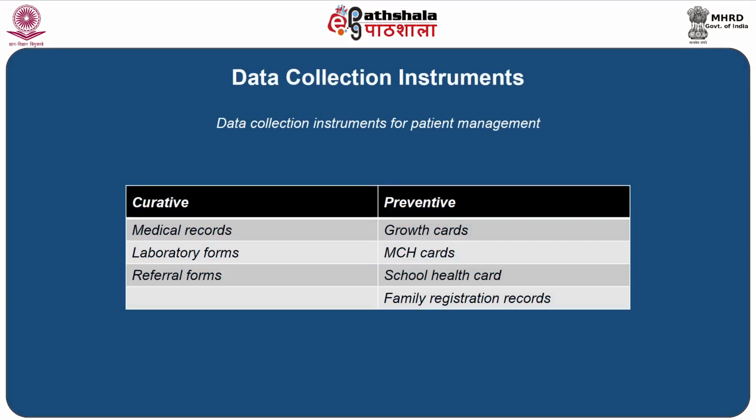Now let us look at data collection instruments. Data collection instruments for patient management can be classified in two different subheads, curative and preventive. For curative, the data collection instrument could be medical records, laboratory forms, referral forms, etc. And for data on preventive information can be obtained from growth cards, maternal and child health cards, school health cards, or family registration records.